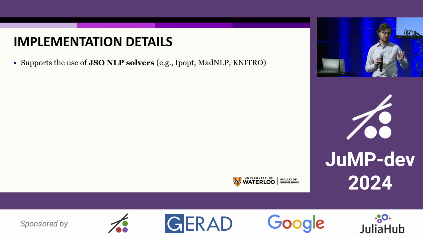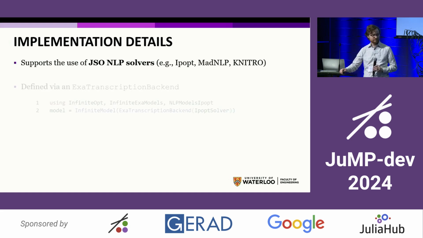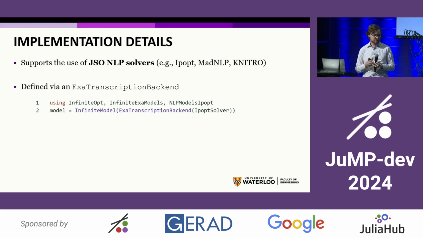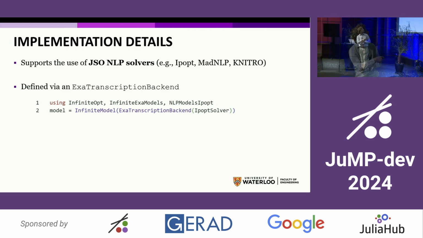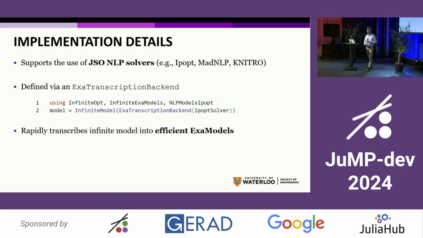So this directly supports any JSO NLP solver. Again, ExaModels is based on NLPModels, so you can use their flavors of NLP solvers, IPOPT, or KNITRO. We have this object in InfiniteOpt called the EXA transcription backend. So what you do is you have your infinite model. You just give it this EXA transcription backend and whatever solver you want to use. That's it. After that, you just define your infinite model as normal. Nothing else changes. Behind the scenes, it'll rapidly translate this into a very efficient EXA model.